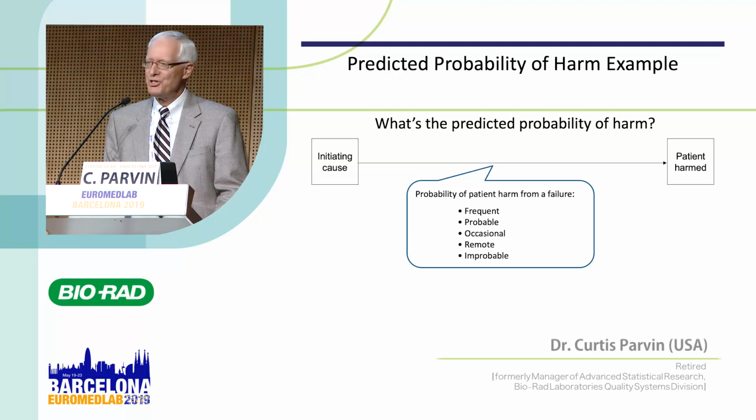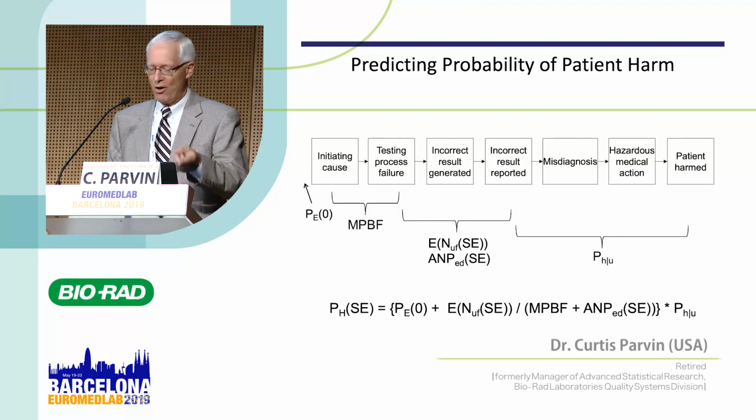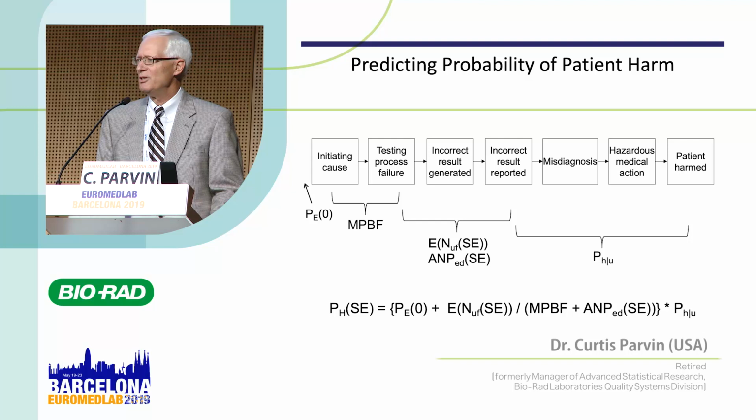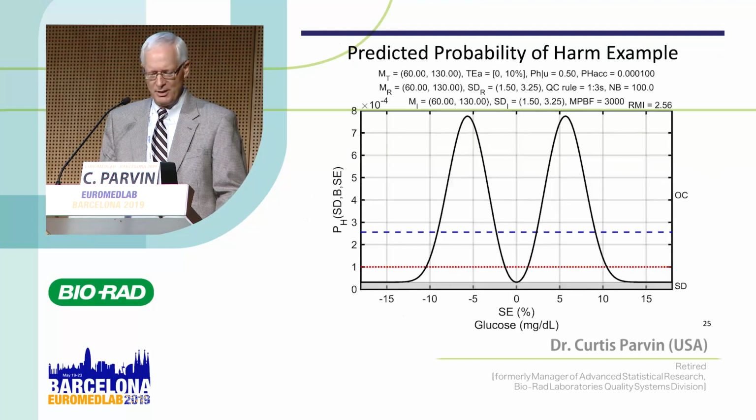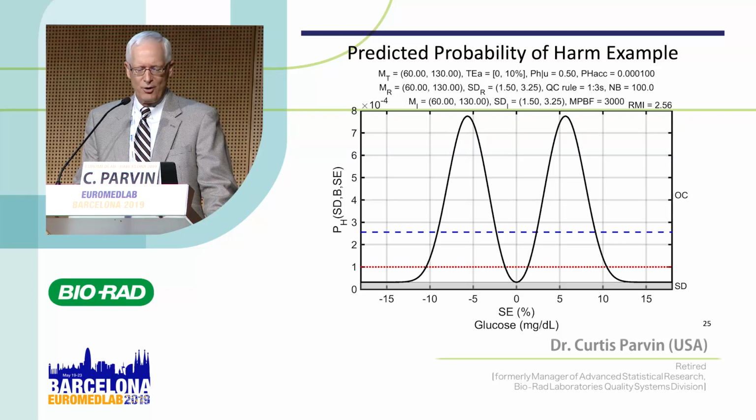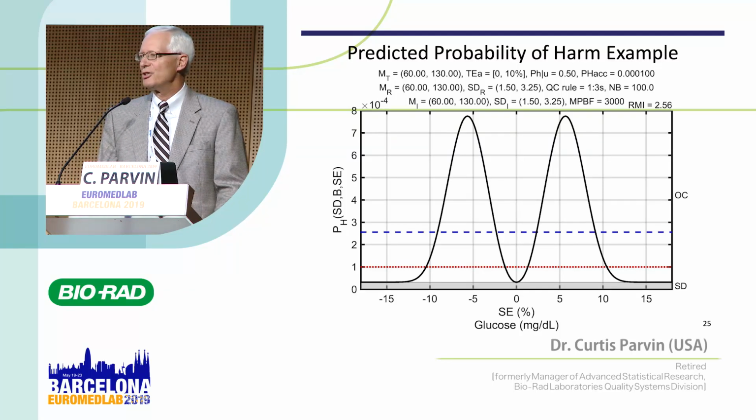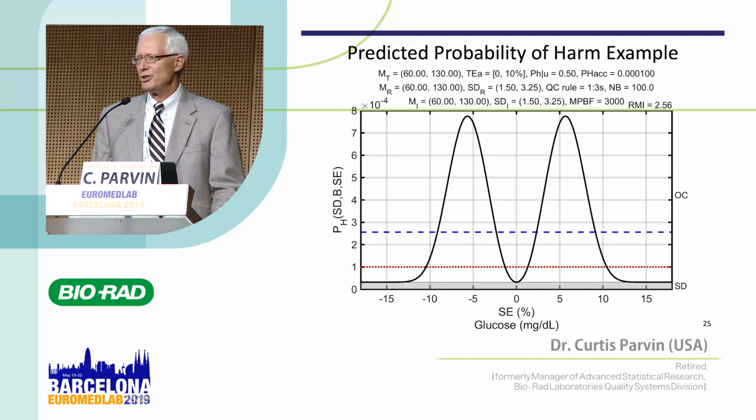Well, what if we use this model? Now, I've provided all the information we need to compute this predicted probability of harm. And if we do that, we get a figure that looks like this. So the curve is the curve for the predicted probability of harm as a function of the magnitude of the out-of-control condition.